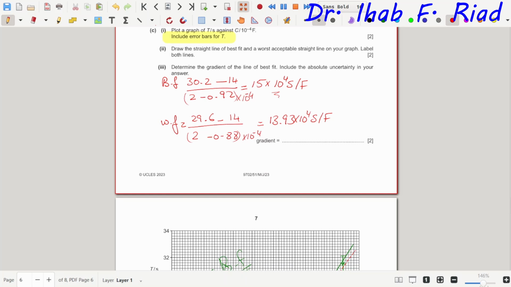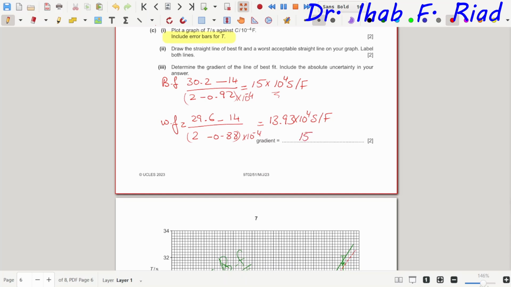Okay. Now, which gradient should we use? We are going to report the best fit gradient. It's going to be 15.